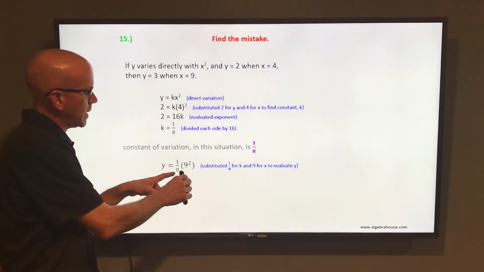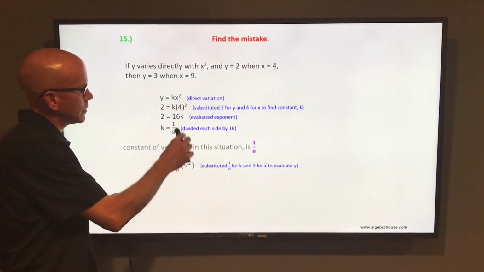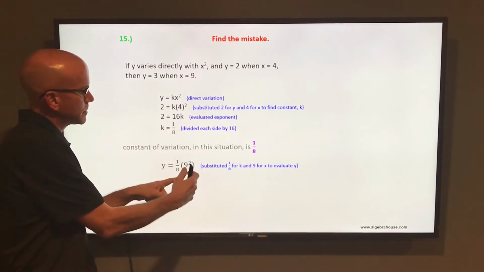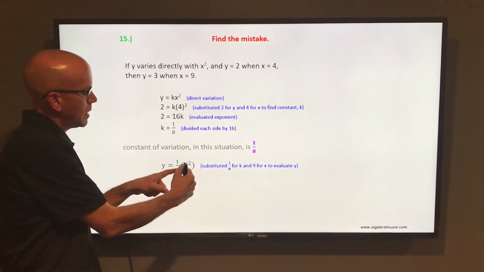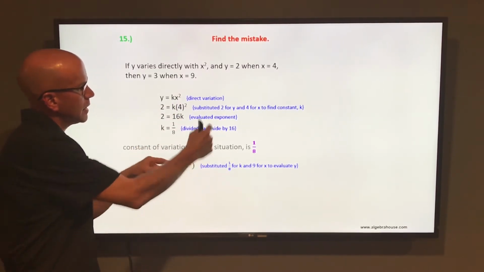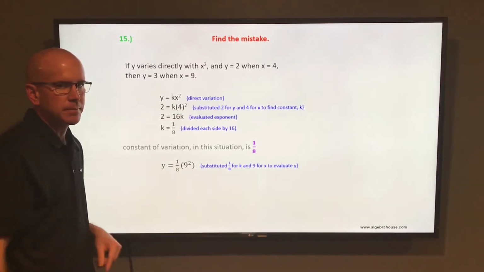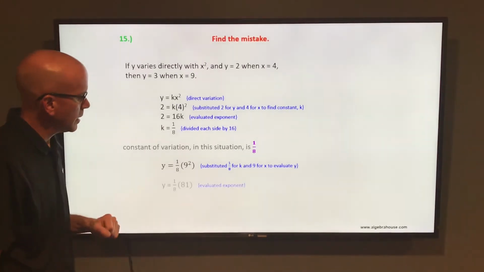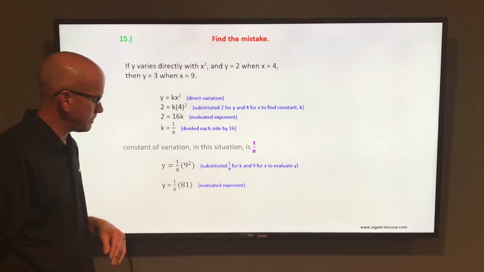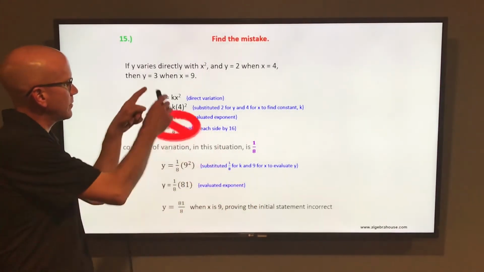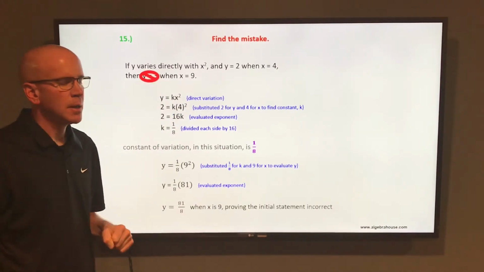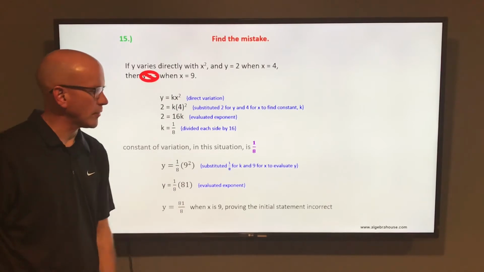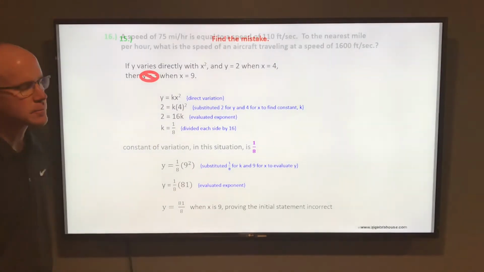So y equals 1/8 times this 9 squared. So we're taking this y equals kx squared, substituting 1/8 in for k, and this 9 in for x. And that should be 3. Well, we're going to prove that wrong right here. It's 1/8 times 81. That is 81 over 8. So instead of y being 3 when x equals 9, y is really 81 over 8 when x is 9.